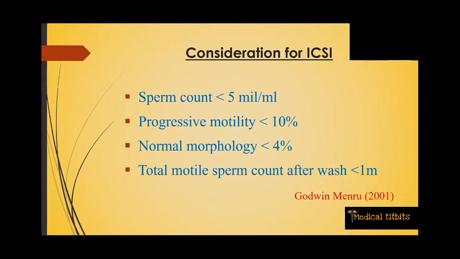Now, we can give serious consideration to ICSI if the sperm count is less than 5 million per ml, or if the progressive motility is less than 10% with a normal morphology less than 4%. So this is according to Godwin.